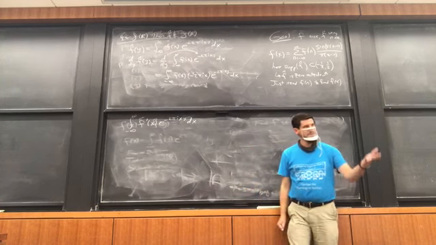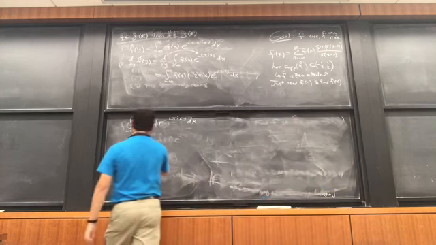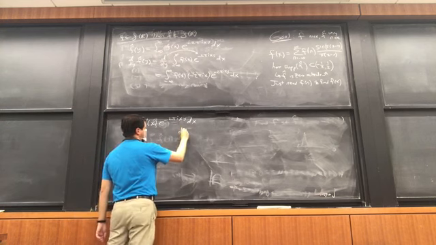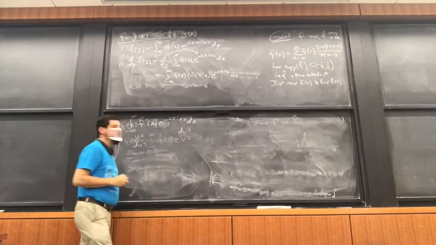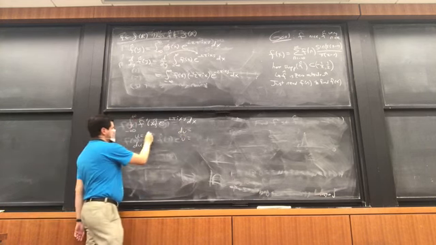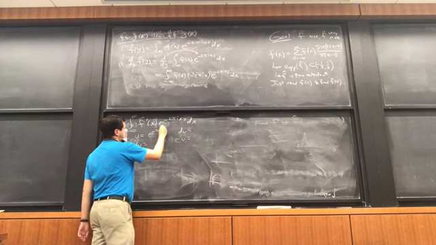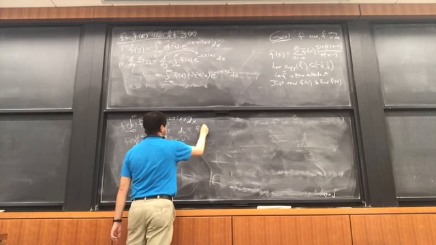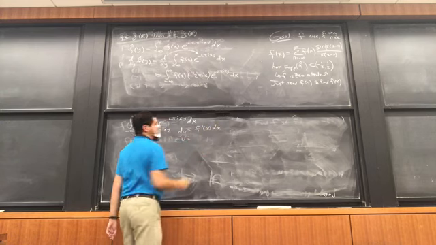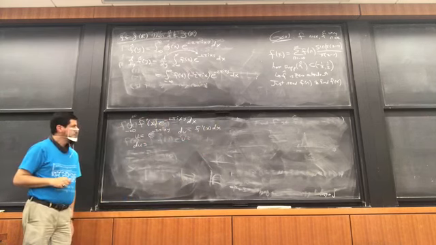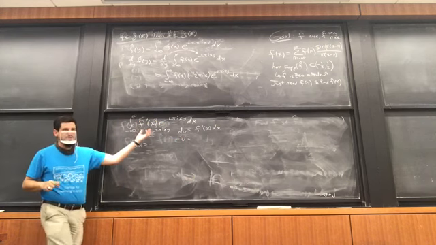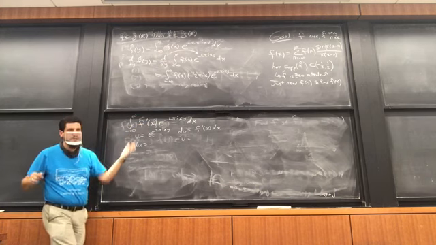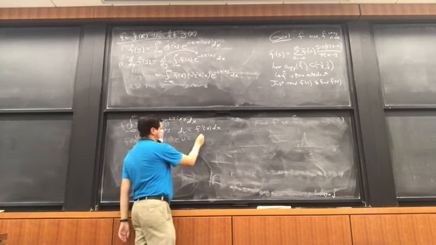You could do it by parts. Yes! So what do you want u to be? E. Okay, so what's u? E to the negative 2 pi i xy. dv is f prime of x dx. Which is a very logical thing to try because we want to get back to the original function. So if we take dv to be f prime, when we integrate by parts, we'll just get an f of x.